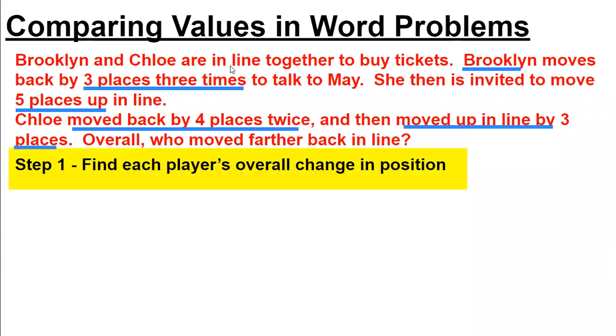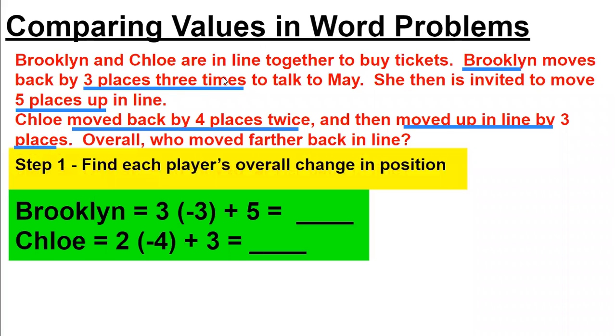Step 1, we're going to find each player's overall change in position. Brooklyn is -3 3 different times, plus she moved up 5. Chloe is -4 2 different times, and then she moved up by 3. Use our order of operations to figure that out.